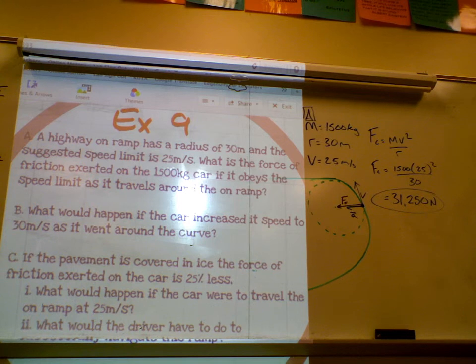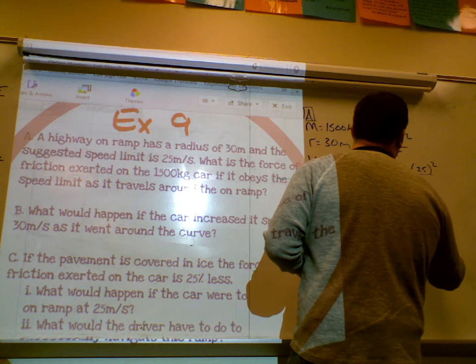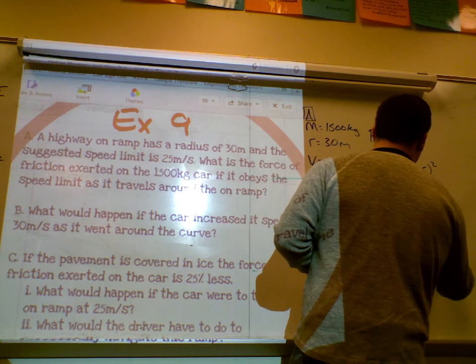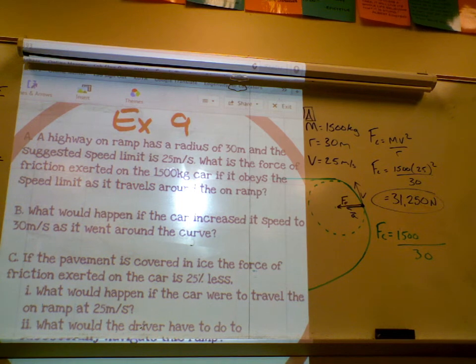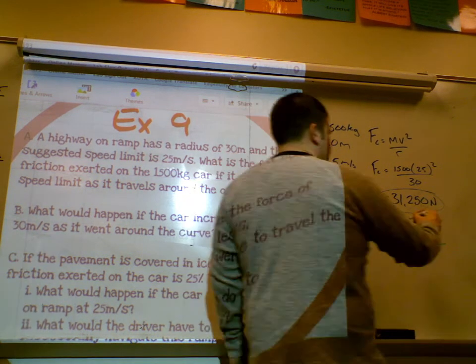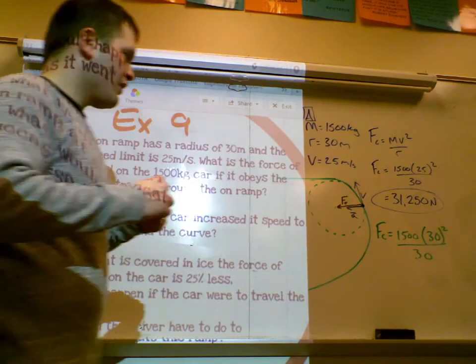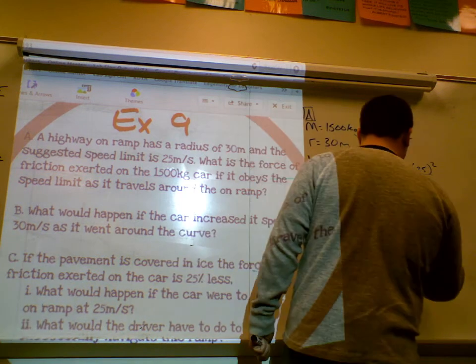So if we increase the velocity, Sergio, you said a number gets bigger. What number gets bigger? Centripetal force, right? If we increase to 30 meters per second, the required centripetal force turns into what? 1,500 over 30. What am I multiplying by now? 30. Not just 30, 30 squared. 1,500 times 30 squared divided by 30. What's that equal? 45,000.